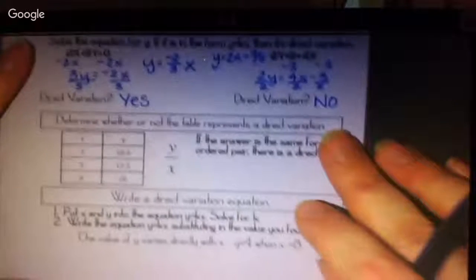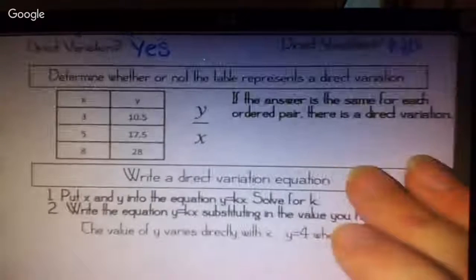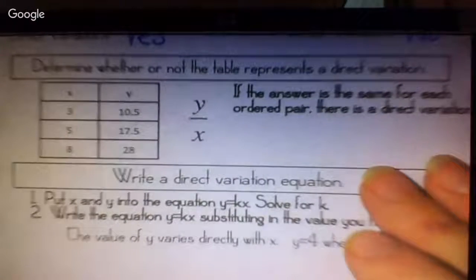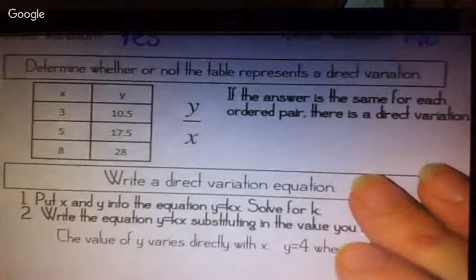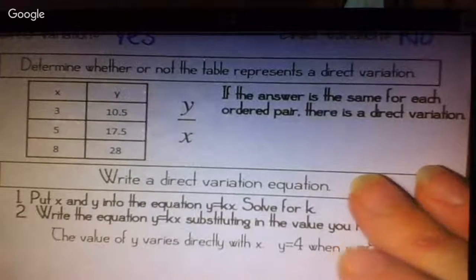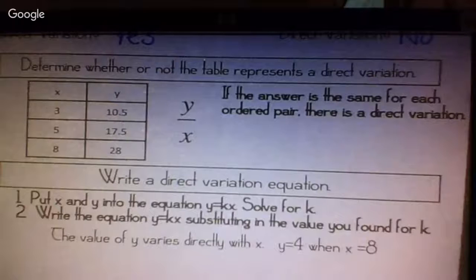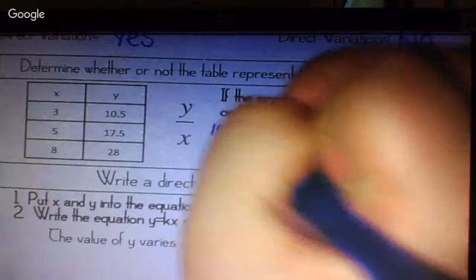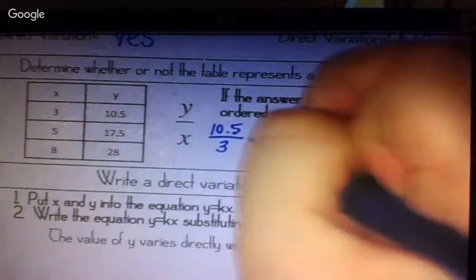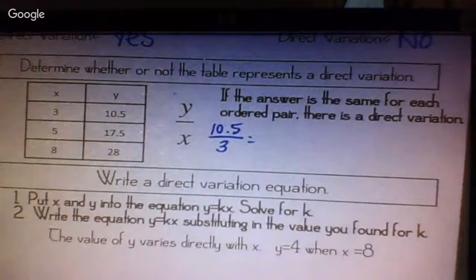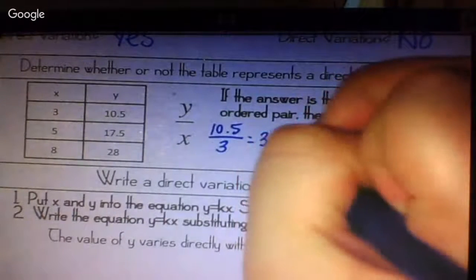All right. You should be able to determine this from a table. Determine whether or not the table represents a direct variation. It says that I need to take y and divide by x. If the answer is the same for each ordered pair, then there is direct variation. So, in other words, I want to take 10.5 and divide by 3. What do I get? 3.5. It should work. Okay.